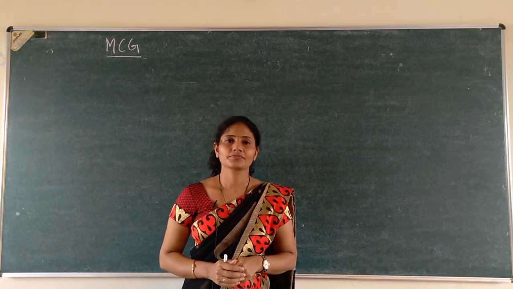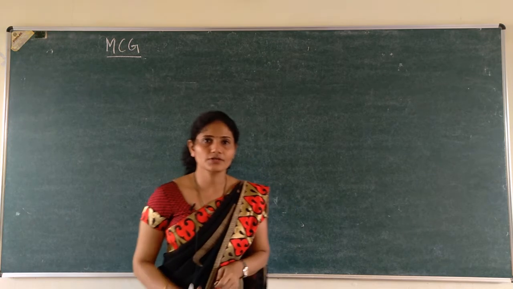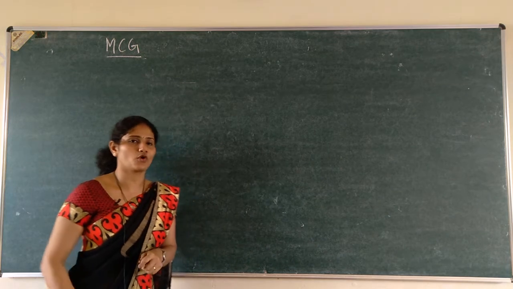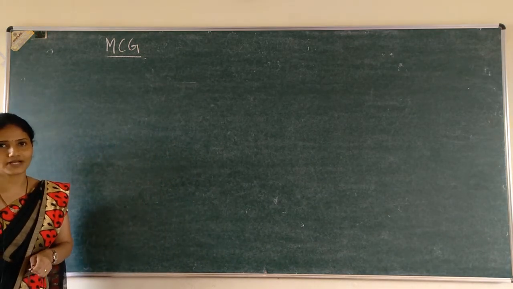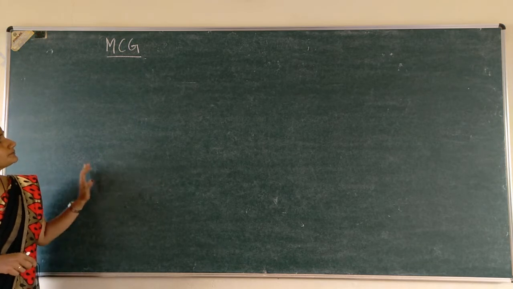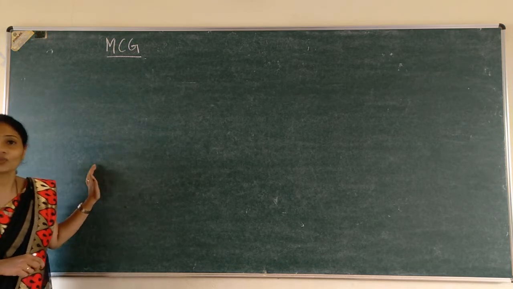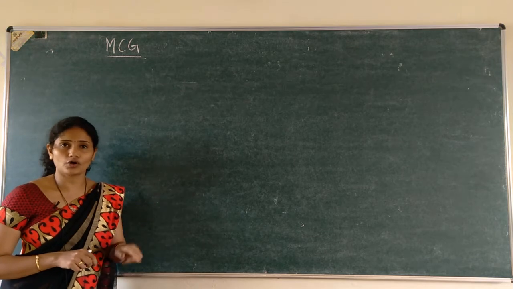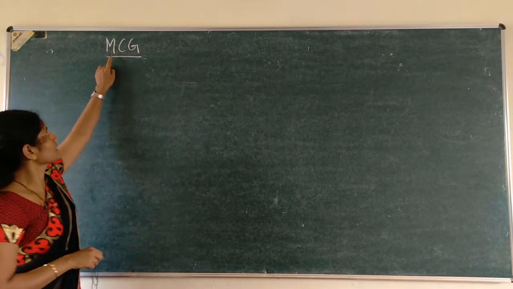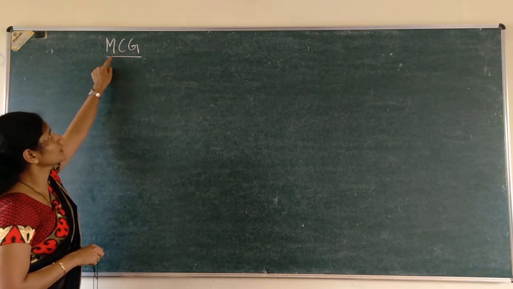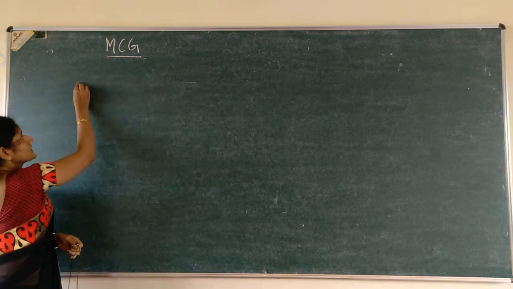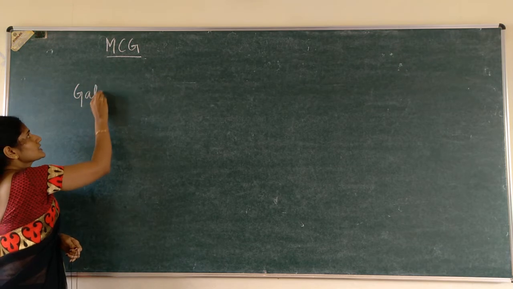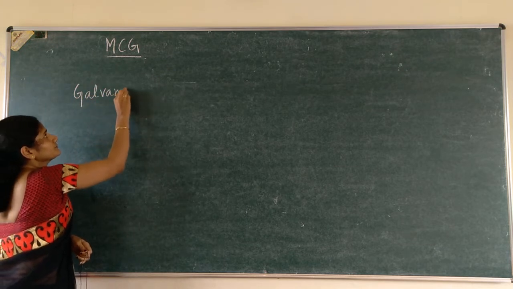Namaste everyone. In the last video, we have derived an expression for Bohr magneton, right? Today let us see the principle and working of moving coil galvanometer. Here MCG means moving coil galvanometer. So before that, let us see what is a galvanometer.